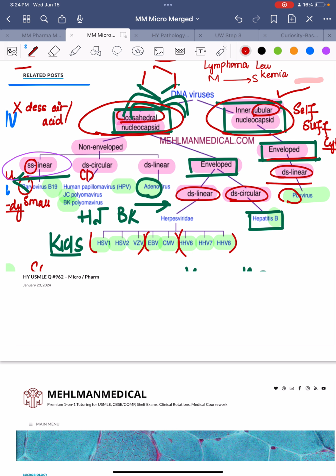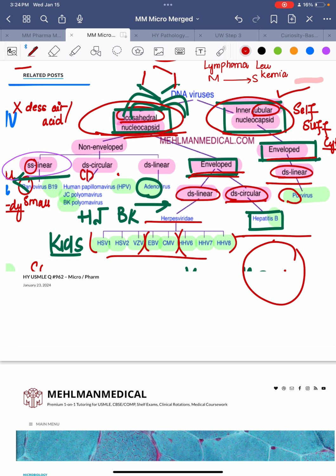Next, the icosahedral viruses we divide into enveloped and non-enveloped. Enveloped are the more common sort of viruses, right? Which are Hep B, very common, and herpes, very common. For Hep B, we are going to remember it this way: it is an infection that goes on and on circularly inside the community, right? So Hep B is the double-stranded circular enveloped icosahedral nucleocapsid, whereas Herpesviridae is the linear infection that goes from one person to another in a line, right?